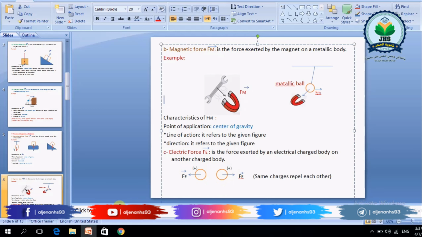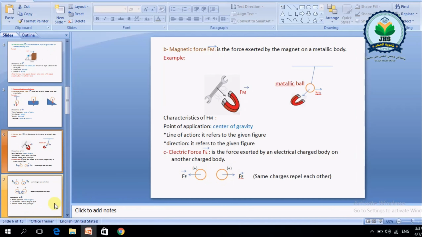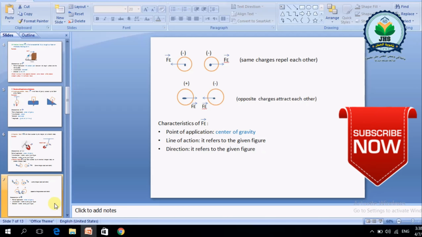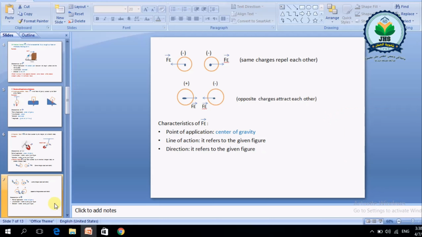Now if we have two negatively charged bodies, you know that two same charges repel each other, repulsion here. If we have a positively charged body and a negatively charged body, then they will attract each other because opposite charges attract each other.